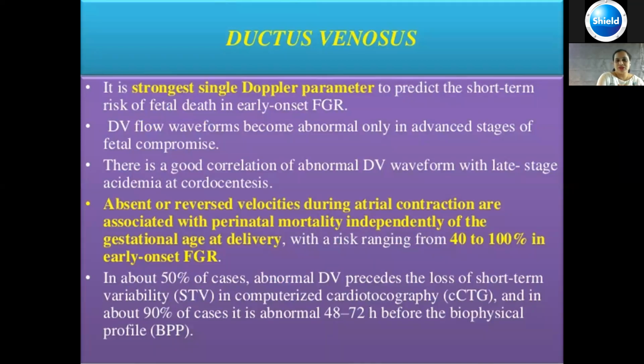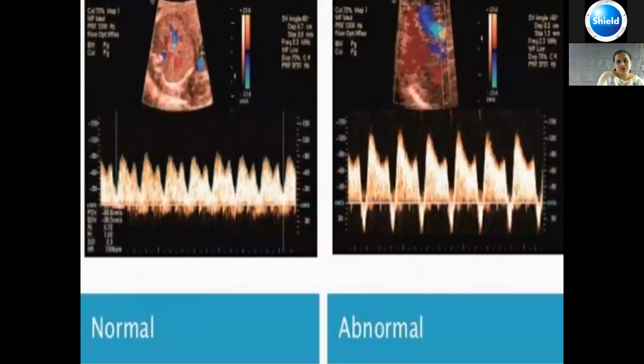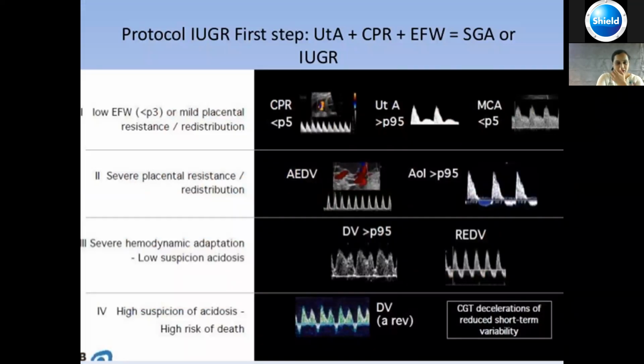The ductus venosus is the strongest single Doppler parameter. Absent or reversed velocities are usually associated with perinatal mortality independently. We can take it as guidance to help us decide when to deliver the babies. So these are the normal ductus venosus waveforms, and this is a reversal of the ductus venosus, which is clearly seen. And this is a clear indication.